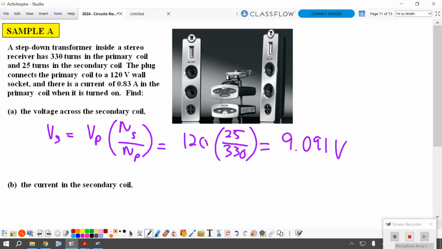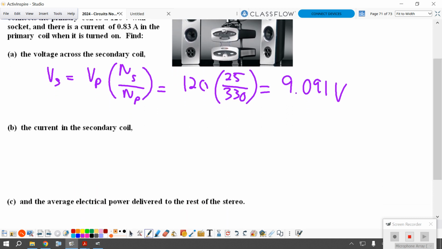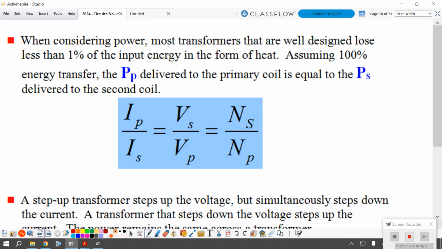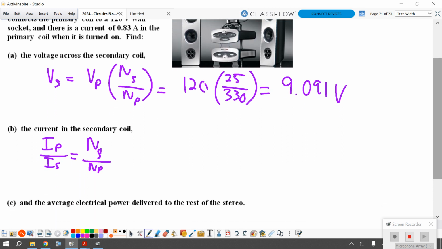Pretty easy stuff, right? So we're stepping 120 volts down to a little bit more than 9 volts to use within that. Okay, the current within the secondary coil. Well, we could do this a number of different ways, but let's actually start off with the ratio IP over IS, which is going to be equal to NS over NP. So how are we going to rearrange this so that we get IS?